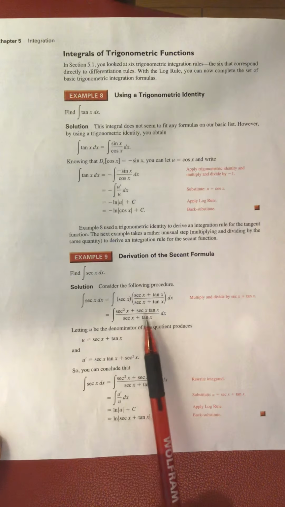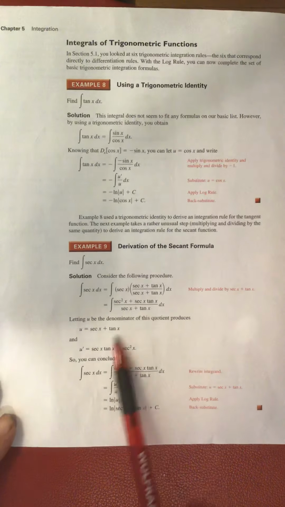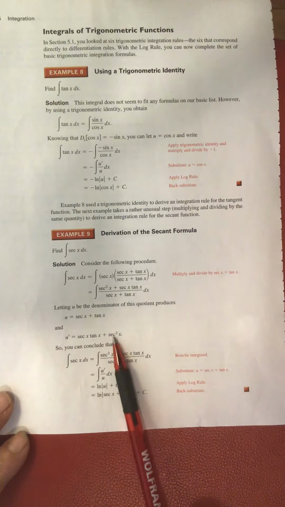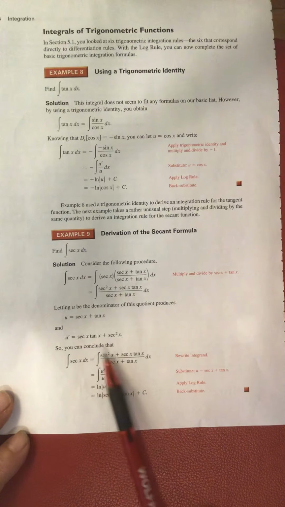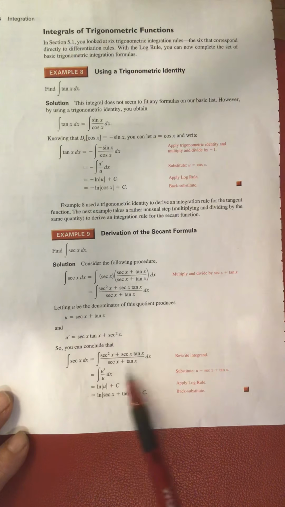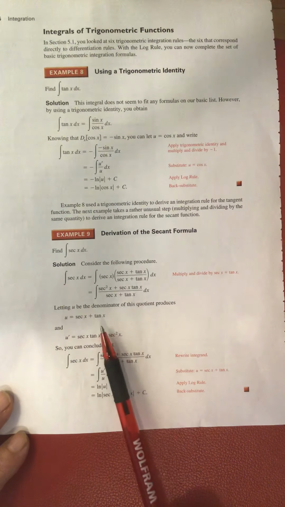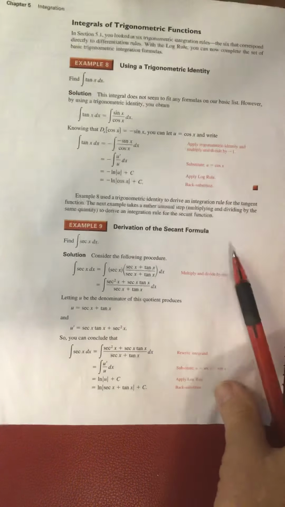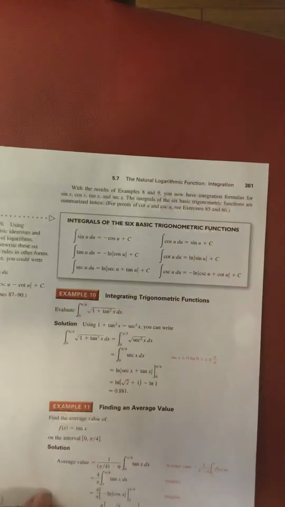So I let u be the denominator. du, the derivative of secant, is secant tangent. The derivative of tangent is secant squared, and that's what our numerator is. So this is just du over u. So it's the natural log of u. u was the secant plus tangent. And so we have a few more rules, a few more formulas to add to our list.